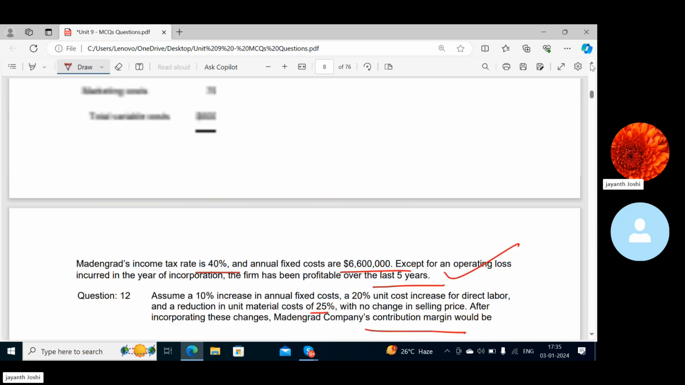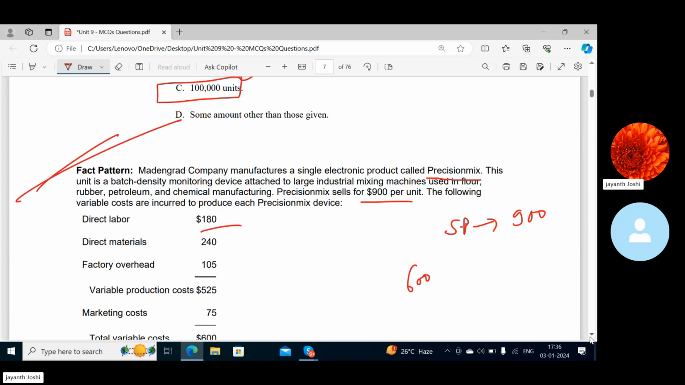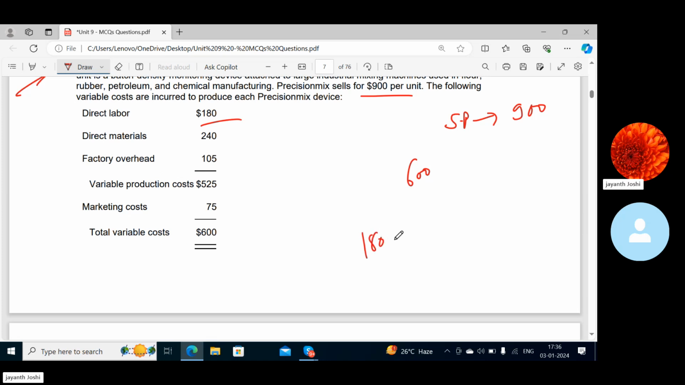What's the direct labor? 180. So it will be 180 into 1.20? 216. Yeah. So how much is the increment in the price?